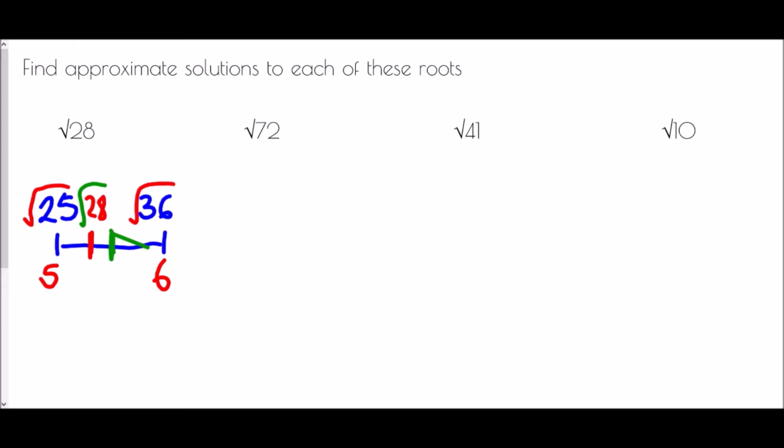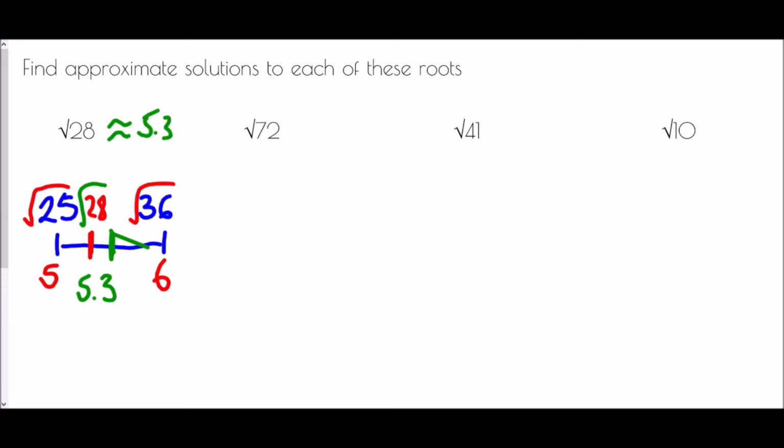So 5.5 will be right in the middle at around 30, so it's going to be just below that. So we're going to make an estimate, and it is approximate, so we can make any value between 5 and 5.5. So the root of 28 is approximately 5.3.